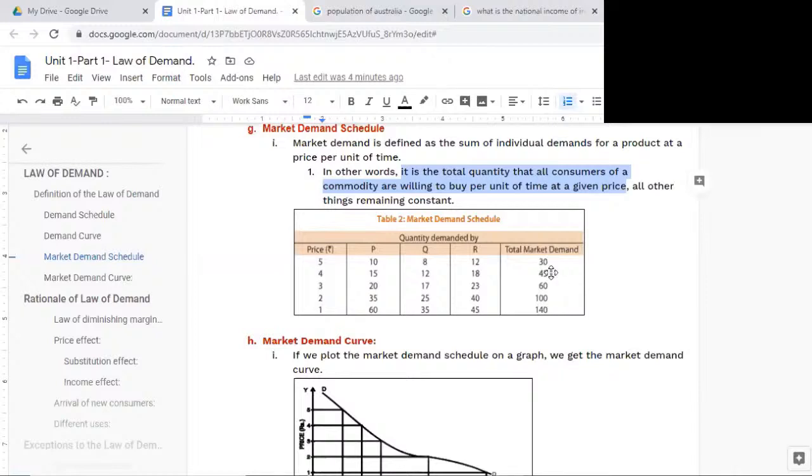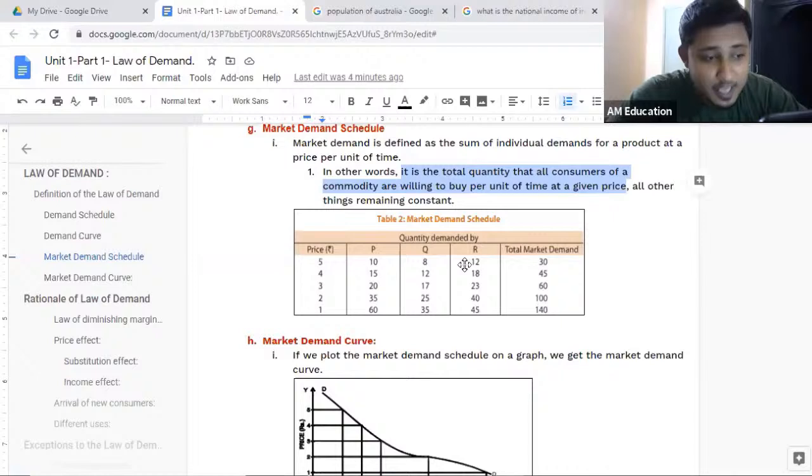And this is the market demand schedule. How did I get this market demand schedule? The sum of all the individual demand schedules. Yes or no? At 1 rupee, I have 60, 35, 45. 35 plus 45 is 80. And 80 plus 60 is 140. Right? The sum of individual schedules for a product at a price per unit of time.